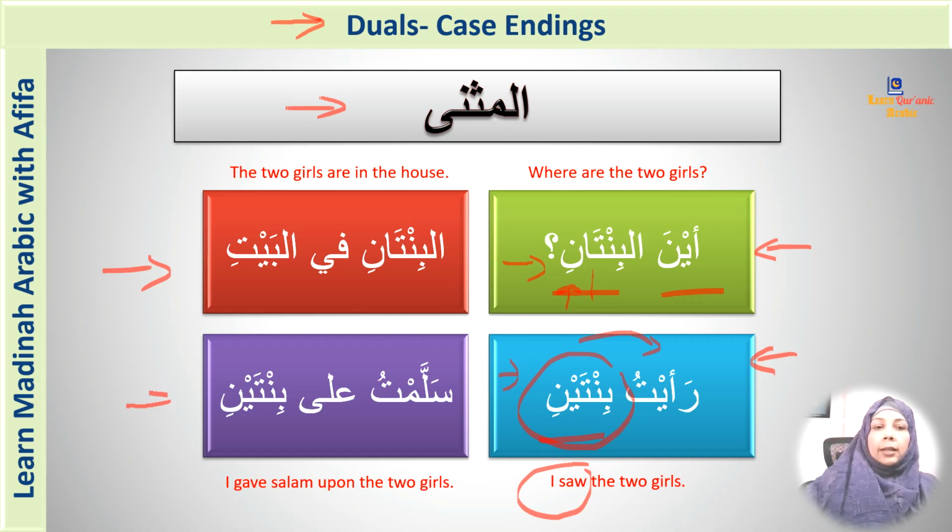Okay, and then on this example, sallamtu ala bintaini. So this is a verb, sallama. Okay, so when I say sallamtu, it means I gave salam. Okay, ala bintaini. So here bintaini is in the majroor case because of the preposition ala, which precedes it. Okay, that's why it's in the majroor case, and you can tell by the ending of the ya and the noon, bintaini.